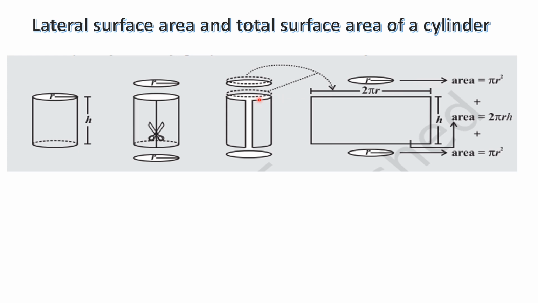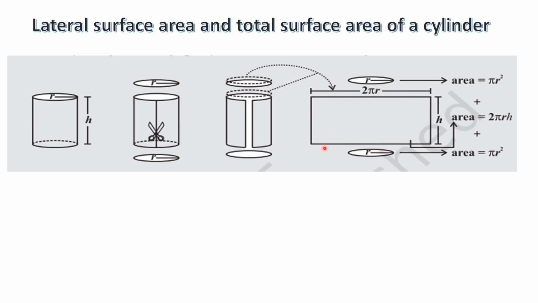Now, if you see here, you know that the top part is a circle, right? So this circumference of the circle will open and it will take the form of the length of this rectangular sheet. And lateral surface area will be the area of this rectangular sheet, because you should not count the area of the top and area of the bottom.